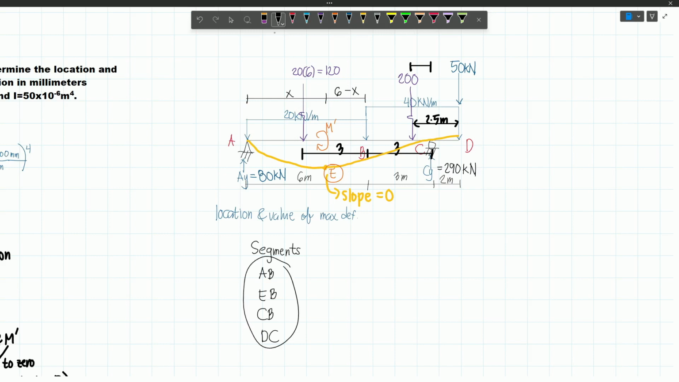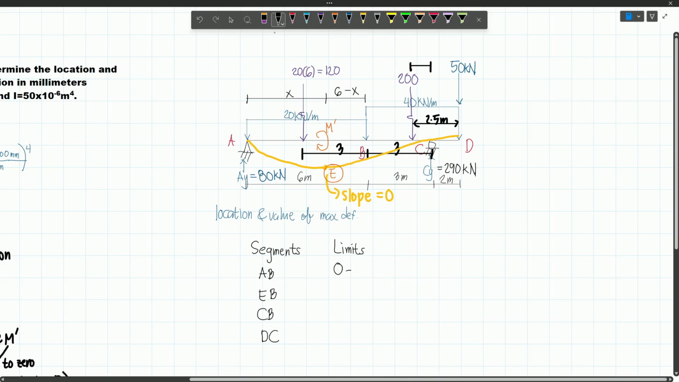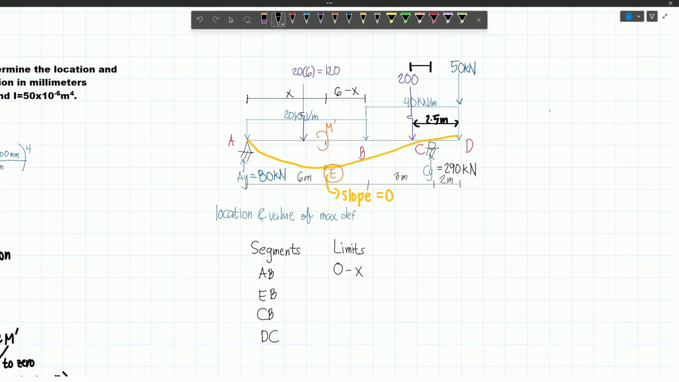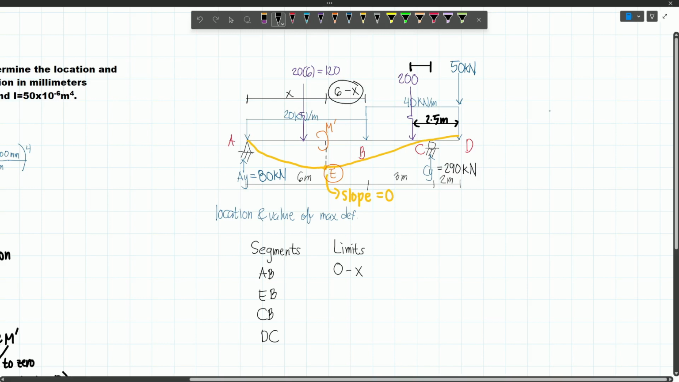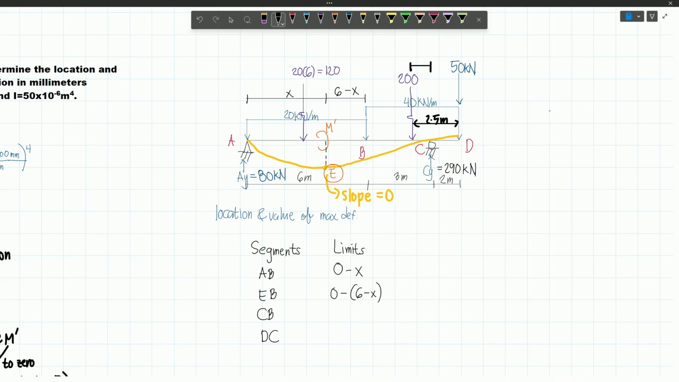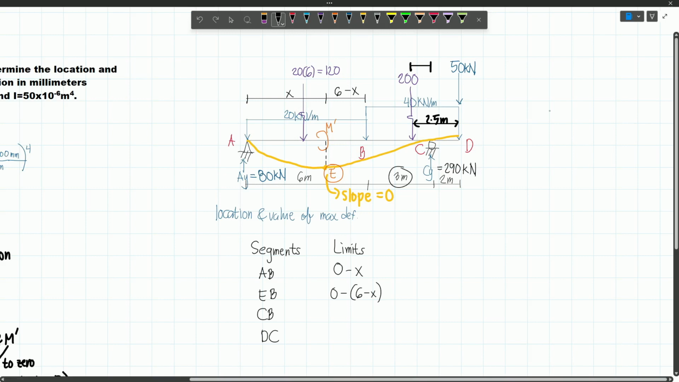Basta ito lang yung gagamitin ko. And then, let's try to determine our limits. Now, for the first segment, A to E, we have from 0 up to x. So, this is 0 to x. And then for segment EB, which is this one, again, I'll just remove this one. Let's project a line dito. Our EB will be from 0 up to 6 minus x because ito yung distance ng segment na yan. So, 0 to 6 minus x. And then for CB, we have 0 to 3 meters. And then for DC, we have 0 to 2 meters.